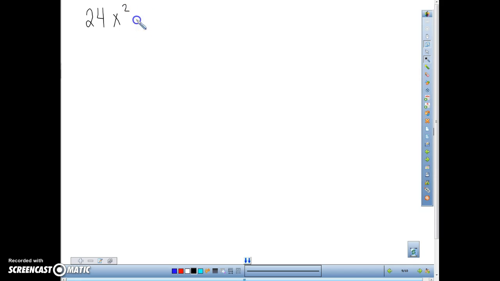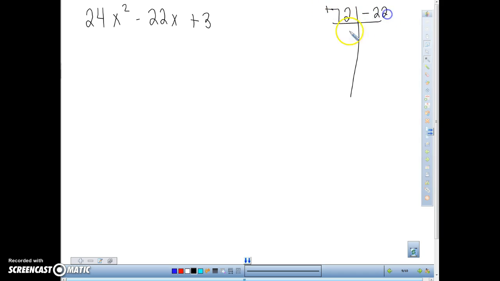24x squared minus 22x plus 3. So when you multiply the first and the last together, you get 72. It's positive 72. They add to get a negative 22. So that means both things are going to be negative. So you can make your whole list. Just for time's sake, I'm going to kind of cut it short for you. It's going to be -4 and -18. So those are the things that will add to give us negative 22, but multiply to give us a positive 72. So you have 24x squared and positive 3.